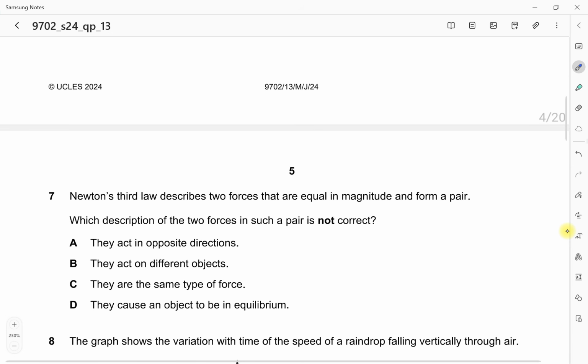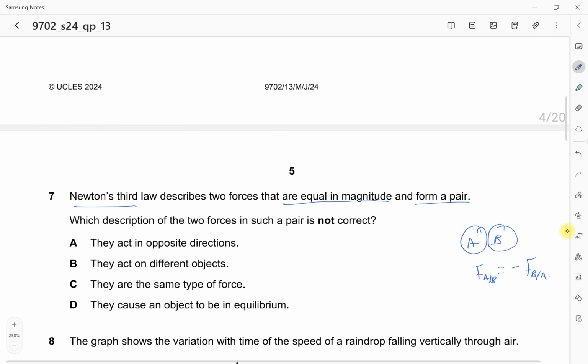Newton's third law describes two forces that are equal in magnitude and form a pair. That is Newton's third law. Remember Newton's third law: whenever you have two bodies in contact, A and B, the force on A caused by B is equal but opposed to the force on B caused by A. They are equal in magnitude and in opposite directions.